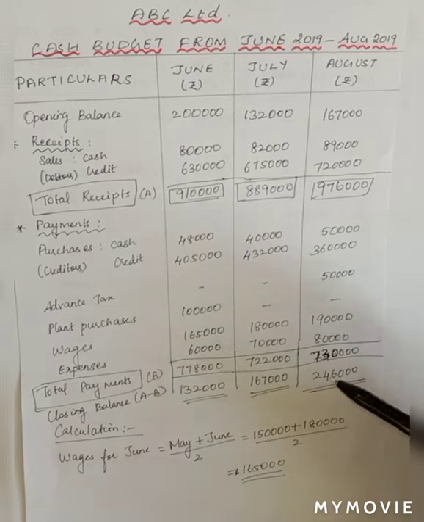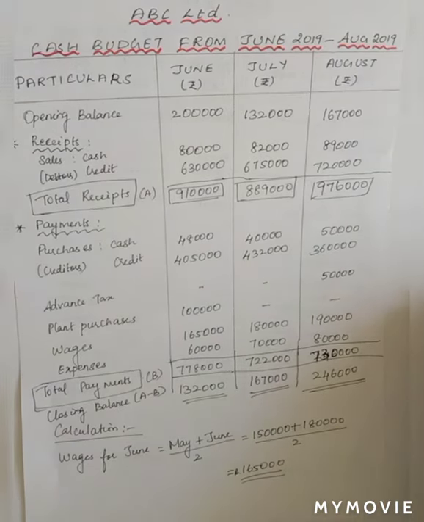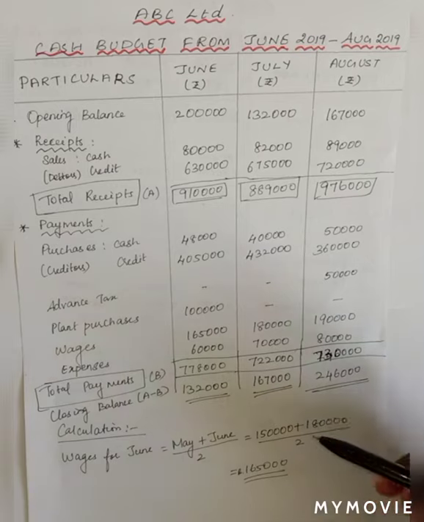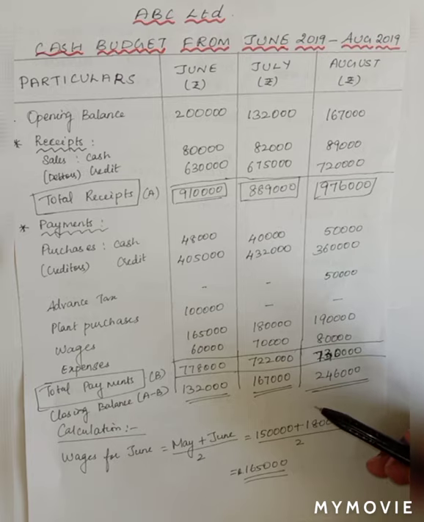So by preparing your cash budget, you will come to know whether we are in a proper financial position or not. If not, what steps have to be taken to control it. All that can be done by forecasting the nearest financial position using a cash budget.